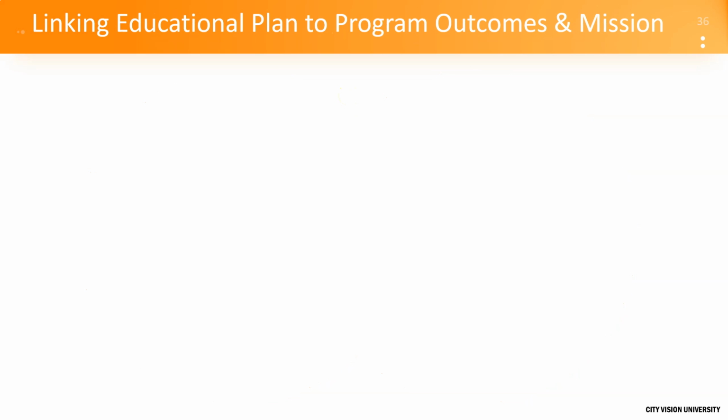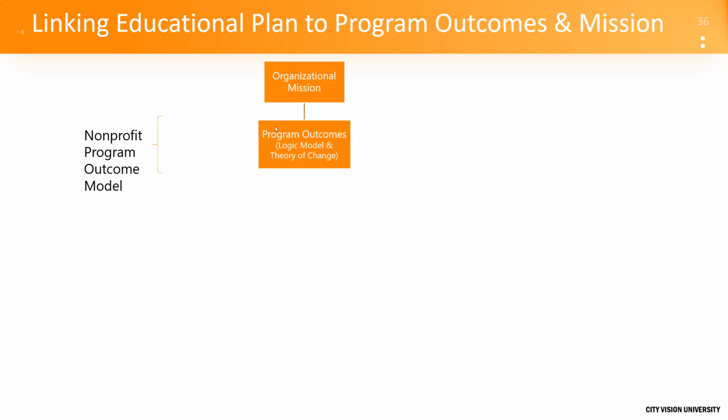So let me explain how this all fits together. Everything that the organization does needs to fall under the educational mission. And then you're going to have program outcomes for the nonprofit program. Now this week, you're focused on something called a logic model and theory of change. And those are ways of framing the program outcomes. And while we're up here, we're following the nonprofit program outcome model.